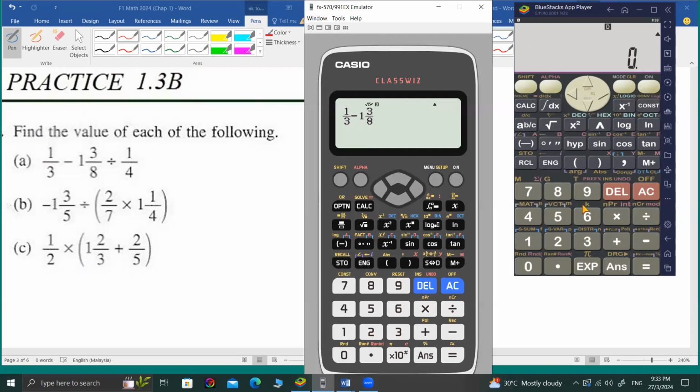The white one. Okay. Then same thing. Divide. Fraction again. 1/4, equal. Can you see the answer of negative 31/6? But for you, Form 1, your answer you leave to the simplest form, means mixed number.